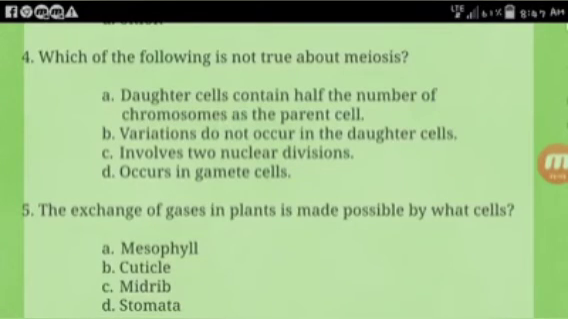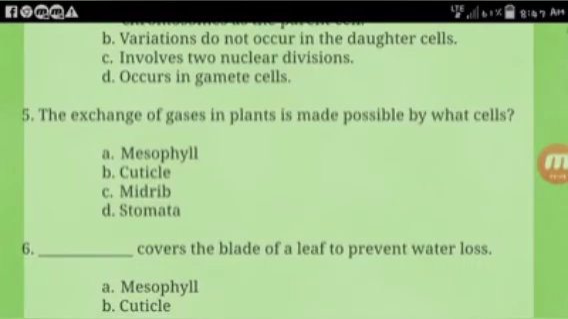Okay? Variations occur. Next one, number 5, the exchange of gases in plants is made possible by what cells? The answer here is stomata.